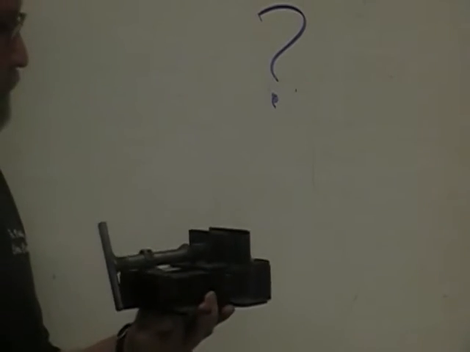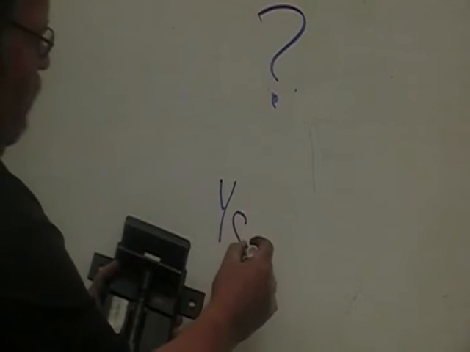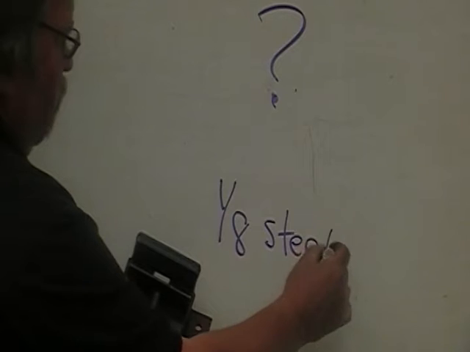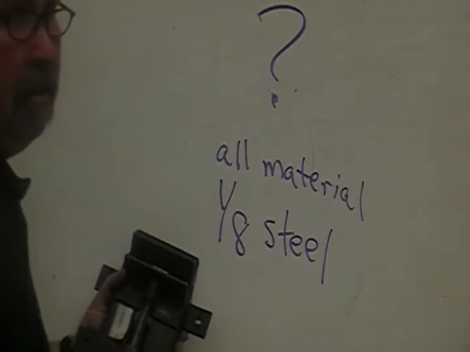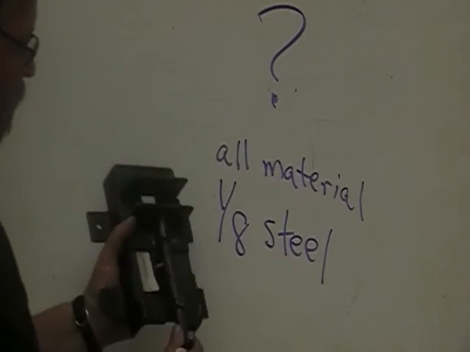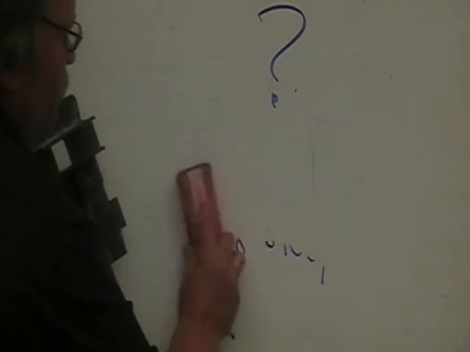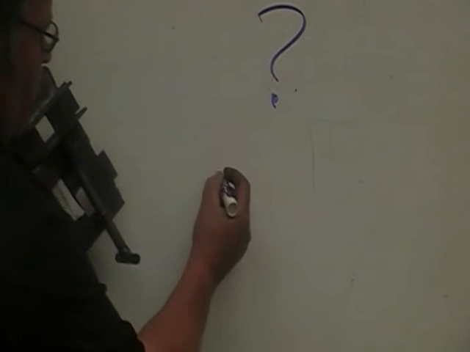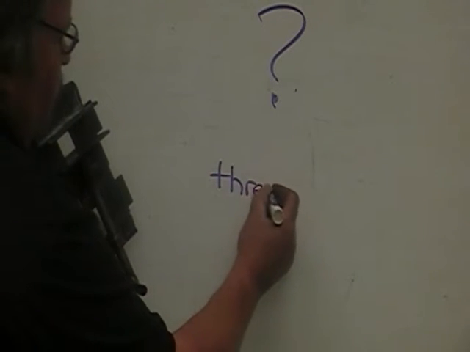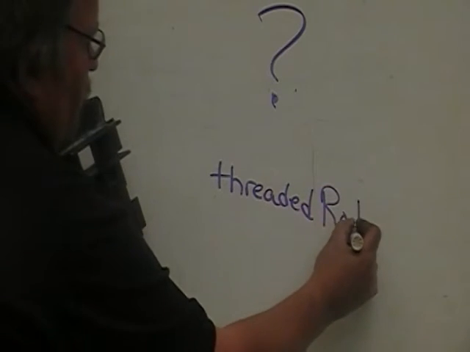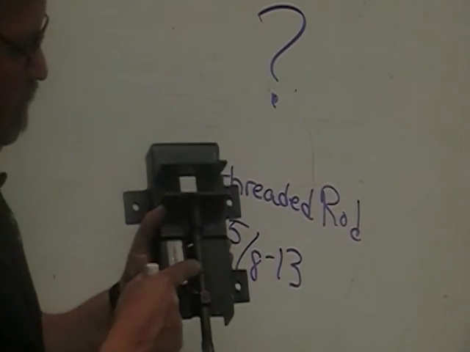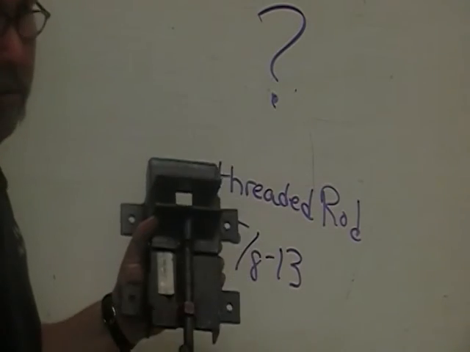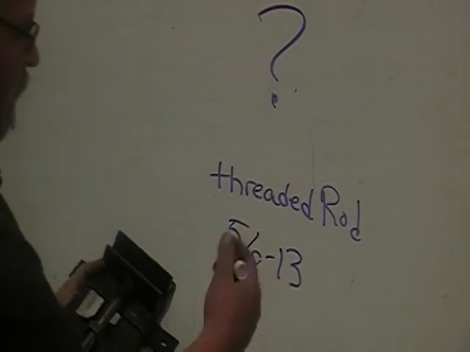Other types of information could be anything about the object. Maybe it's all 1/8 thick steel. So you would put all material 1/8 inch steel. Maybe you need to know the size of this threaded rod. You would just write on there threaded rod 5/8 13. Okay? Means it's 5/8 thick with 13 threads per inch, or whatever information you need to put on. Maybe it's all aluminum.